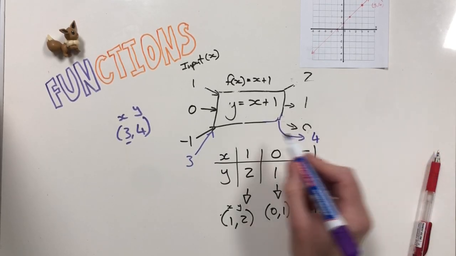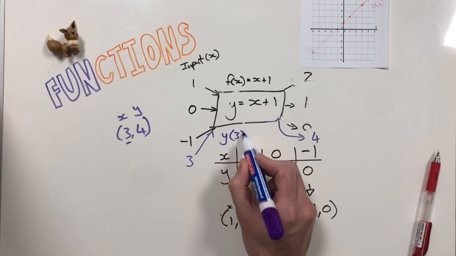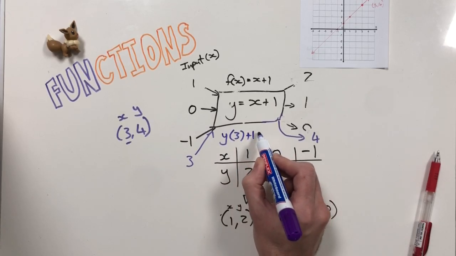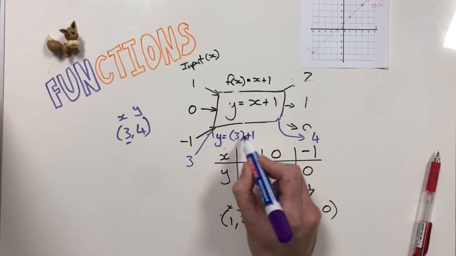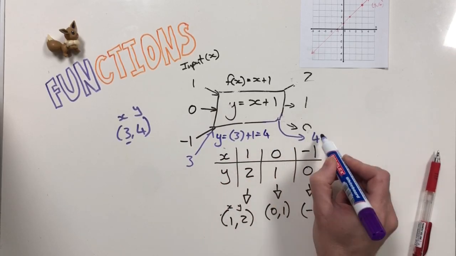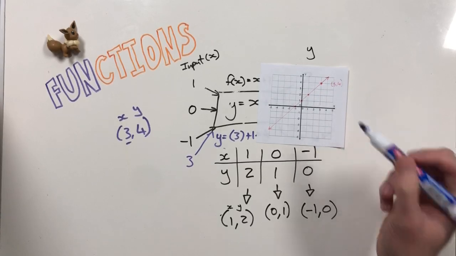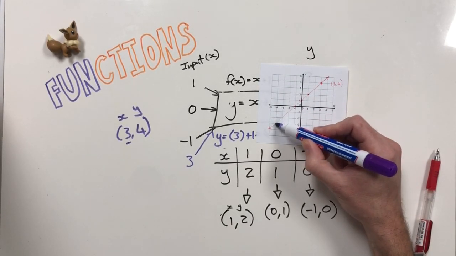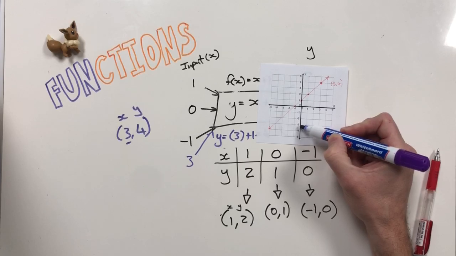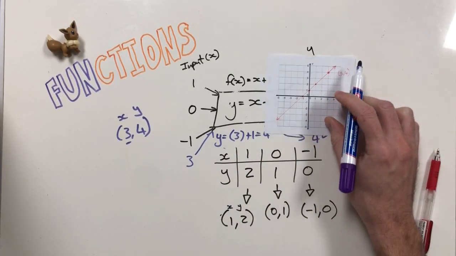So let's just test that. If I took y, input is 3 plus 1, I forgot the equal sign. y is equal to 3 plus 1, and that would be 4. So everywhere on this line, this rule is true. If I were to put an x value of -4 in, then my y value would be -3. And everywhere this rule applies.